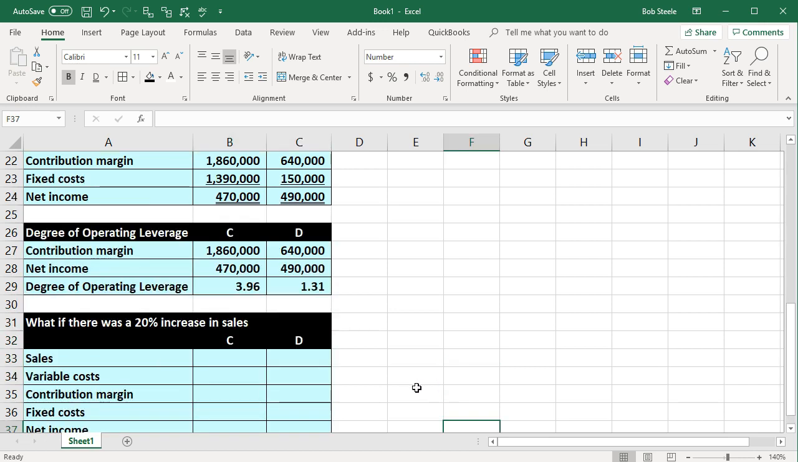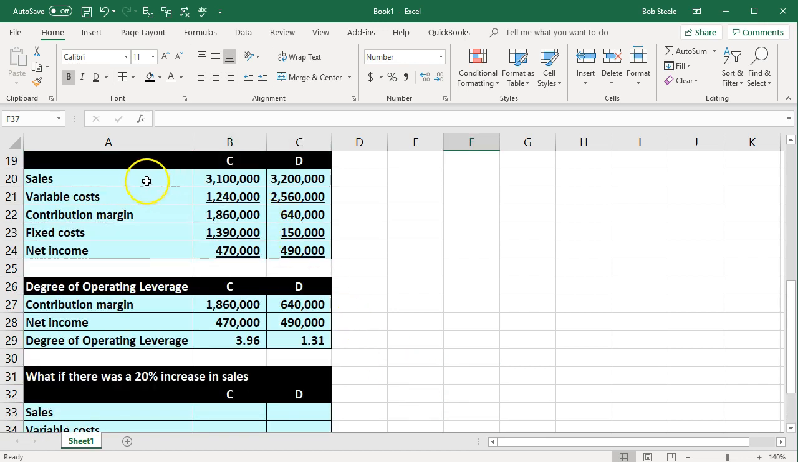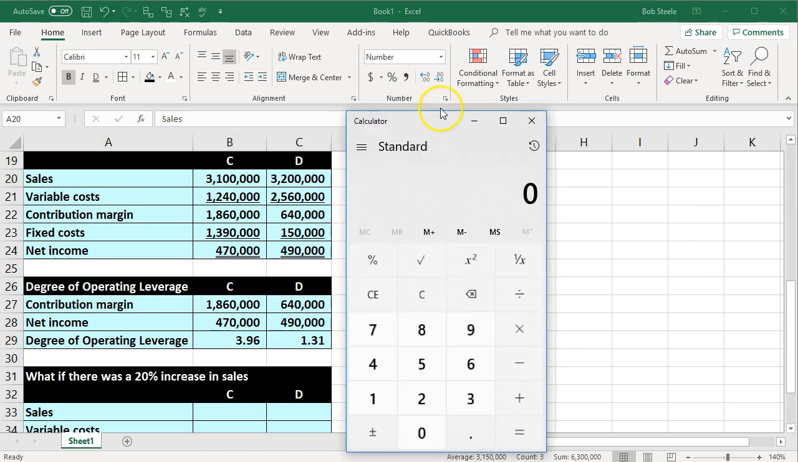So now we're just going to do the same thing, except now we're going to consider what happens if there's a 20% increase in this line item. So we'll just pick up these numbers plus 20%. We can calculate this a couple different ways. 3,100,000 times 0.2, that's the increase, plus the 3,100,000, that's 3,720,000.